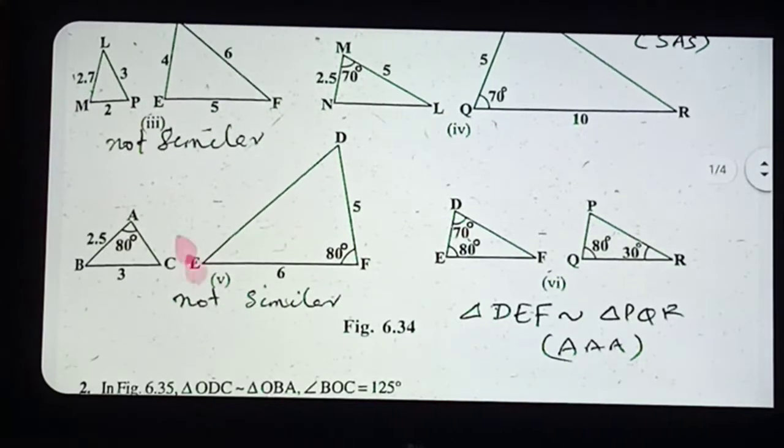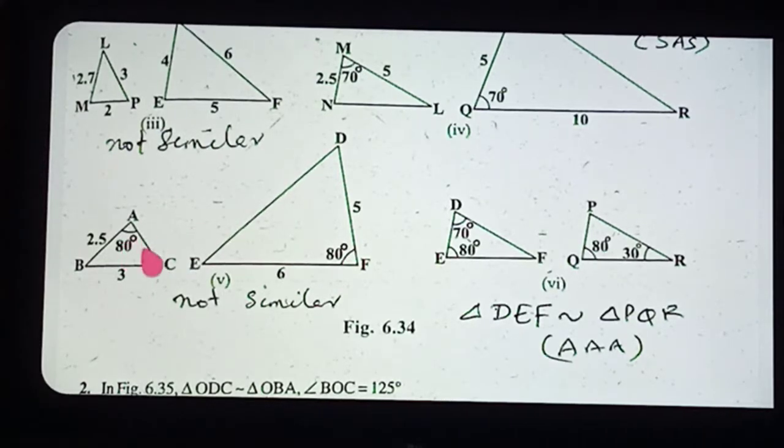See the next one. Is it similar? One angle of 80 came here, and here also one angle of 80 came. But these are the two sides given, and this angle is not included. Suddenly students will write that SAS can be applied, because one angle came here also, and two sides' ratios came. 2.5 by 5, how much is coming? 1 by 2. 3 by 6, how much is coming? 1 by 2. Suddenly you will write it is similar.